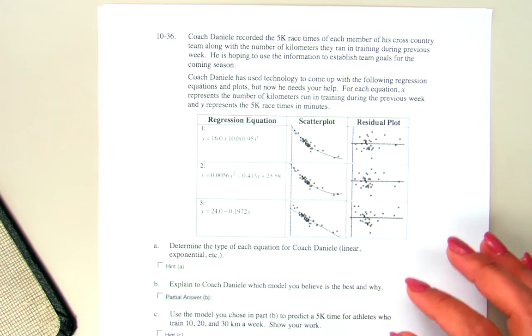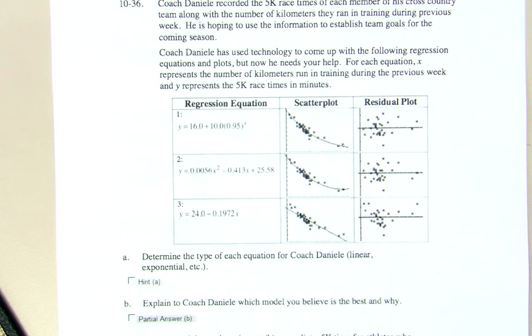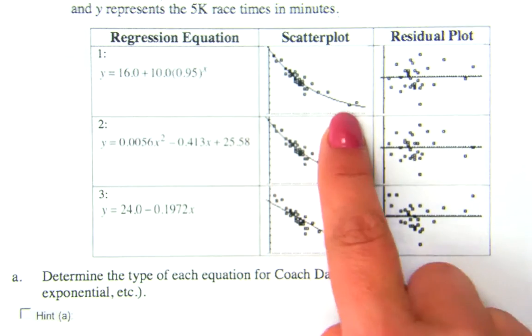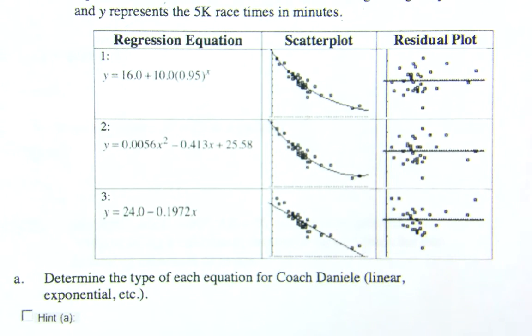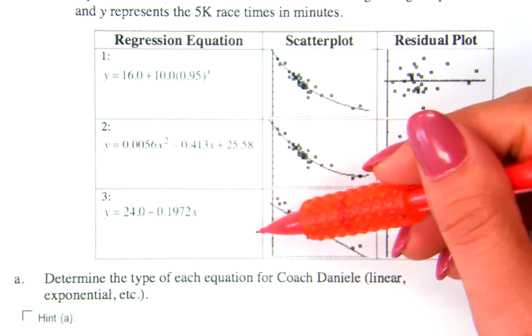He is hoping to use the information to establish the team goals for the coming season. And then it goes through and he basically gets the data from all of his players. And then he's trying to actually find an equation that best matches the data. And what we have here is a scatter plot for all of his players. And here's your equations, 1, 2, 3. So the question is, which type of equation do we have for each one of the three?